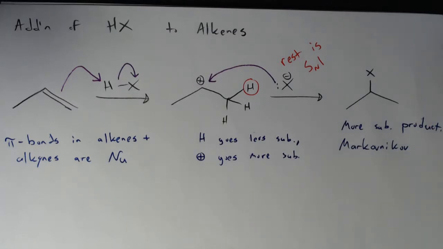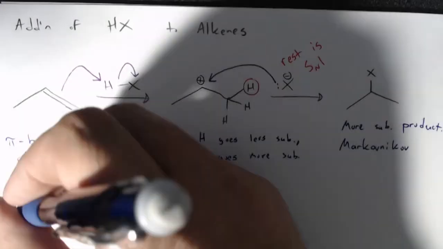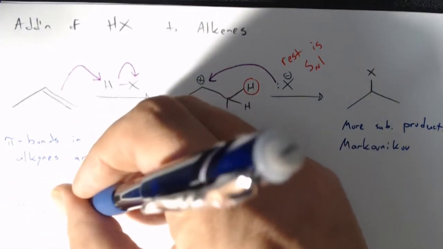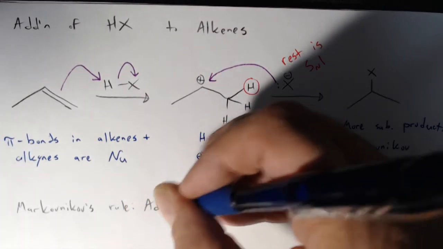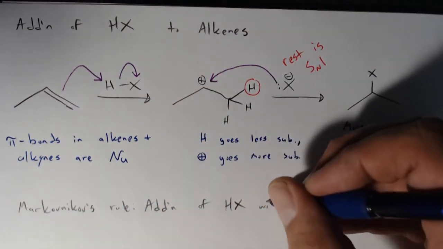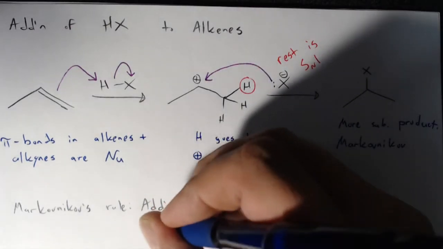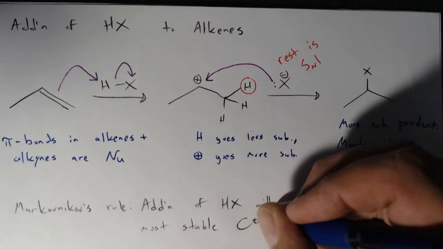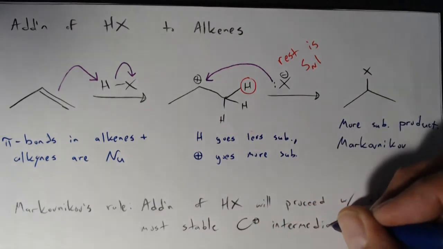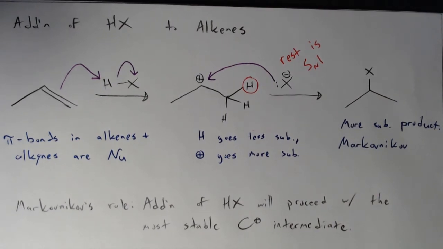Okay. Markovnikov's rule states, once again, that the reaction will proceed such that the more stable carbocation is formed. So Markovnikov's rule, addition of HX will proceed with the most stable carbocation intermediate. So even though some of the other mechanisms do not have a carbocation mechanism, in general, the more substituted version of the product is just referred to as the Markovnikov product. Even if it had a different mechanism, we still refer to it the same way.